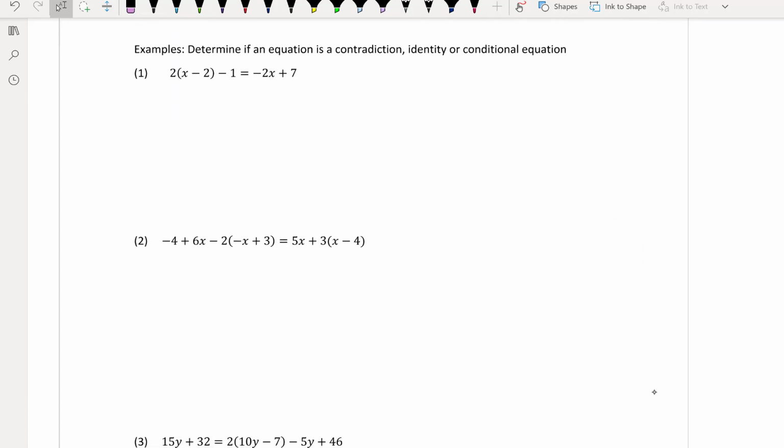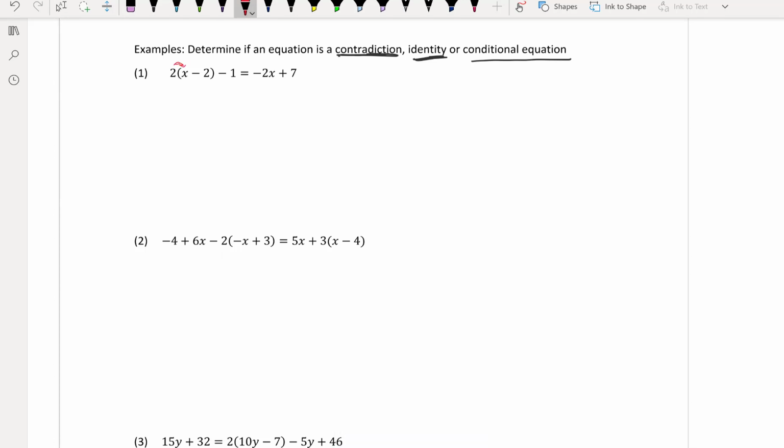So here, for the first example, it says determine if an equation is a contradiction, an identity, or a conditional equation. So here, we are trying to decide which type it's going to be. Is it going to be one that gives you a contradiction, infinitely many solutions, or one exact solution? So let's go ahead and figure this out.